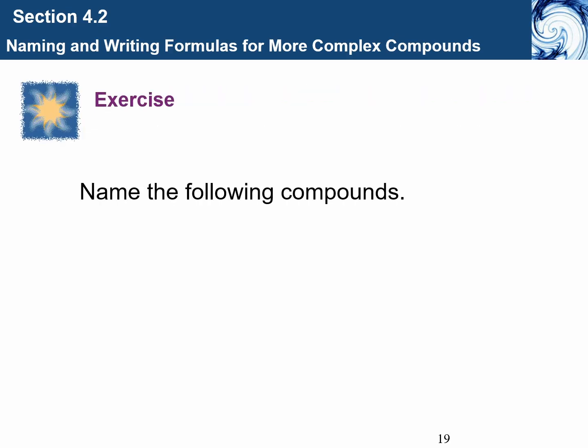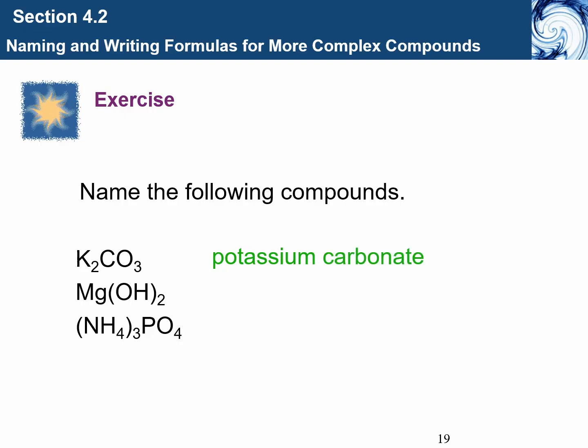Exercise time. Name them. K2CO3, Mg(OH)2, and (NH4)3PO4. Now, since I don't expect any of you to have these memorized quite yet, we'll start with that first one. K2, nothing special there. That's just potassium. CO3 is a carbonate ion, and that is a 2 minus, so it does cancel out correctly. So its name, since it's with a carbonate, we don't change the ending. Potassium gets nothing. It's just potassium carbonate.